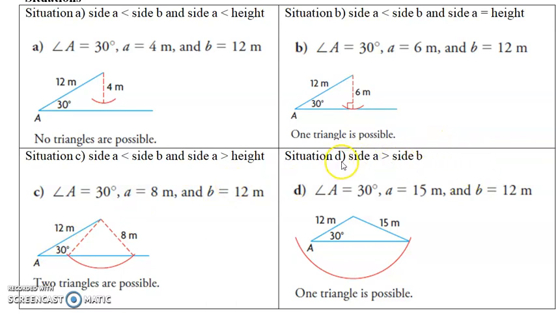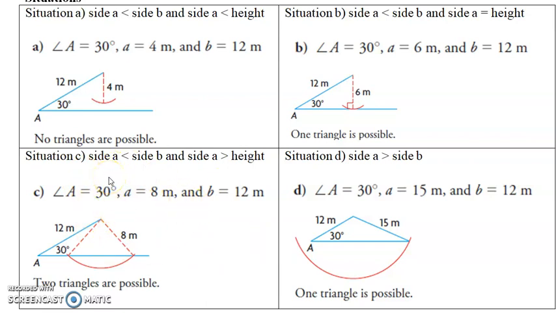And then we have situation D, where side A is greater than side B. Alright? And if this side 15 were to swing here, it would never come back to create a triangle. It's too long, essentially. So this is just the one acute triangle. So situation C is what we're interested in.